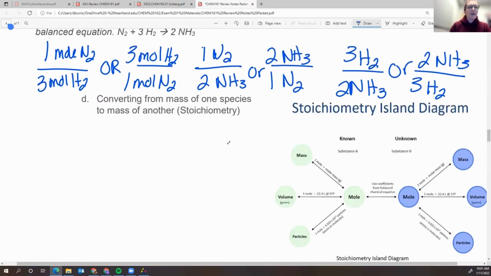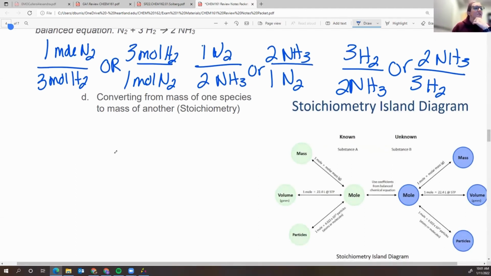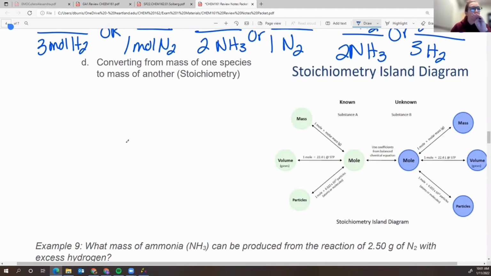Okay, so I don't know how you learned stoichiometry. You might have done a mole island thing. You might have used a picture, something like this. You might just do dimensional analysis. Any of those ways are fine as long as you show me your work. Essentially, though, the steps for any type of stoichiometry problem. Now, first of all, when do you do stoichiometry?